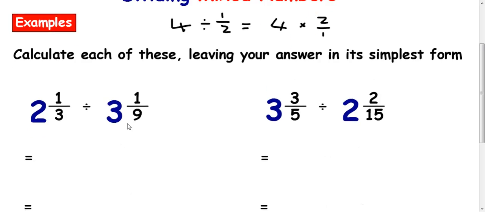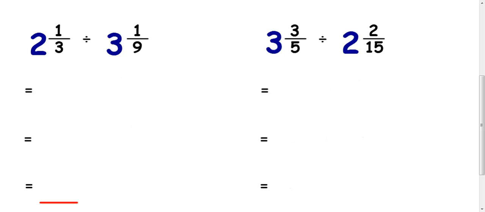Okay, well let's go back down to this example here. So we've got 2 and a third divided by 3 and 1/9. So as before, what we want to do is firstly change these into improper fractions. So you want to do 3 times 2 is 6, add 1 and you get 7 over 3. I'm going to keep my divide sign at the moment, and I'm going to do 3 times 9 is 27, add the 1 is 28.